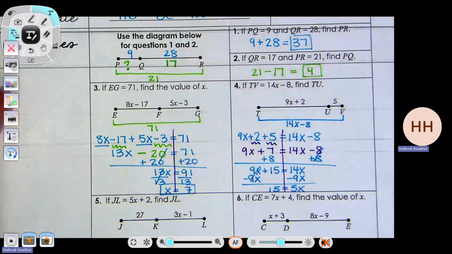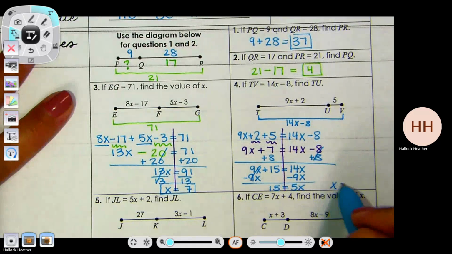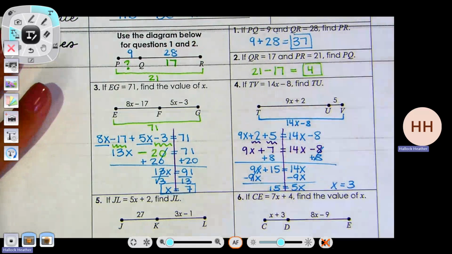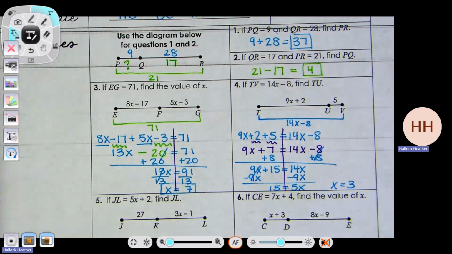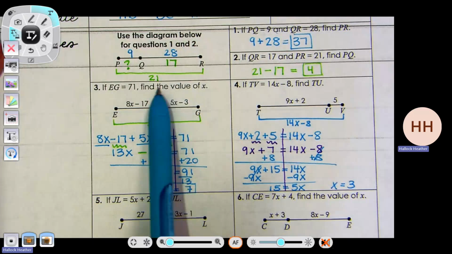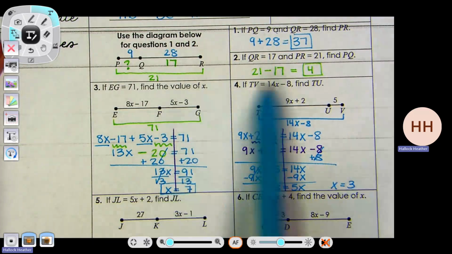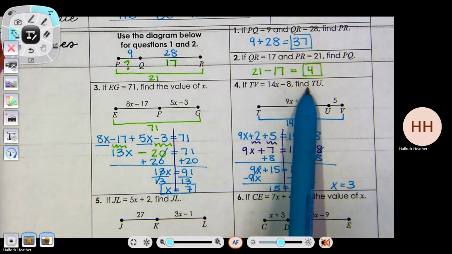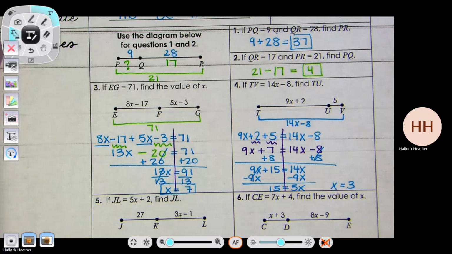And I'm running out of space, so I'm not going to show that last step, but what would you have to do? Divide by 5, so you get 3. But that's not the answer. We're not done. Because if you read the problem, it doesn't say find x. Last time it said find the value of x. This time it says find TU. So what do you got to do?